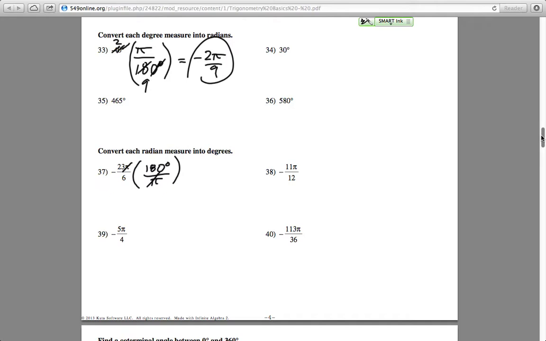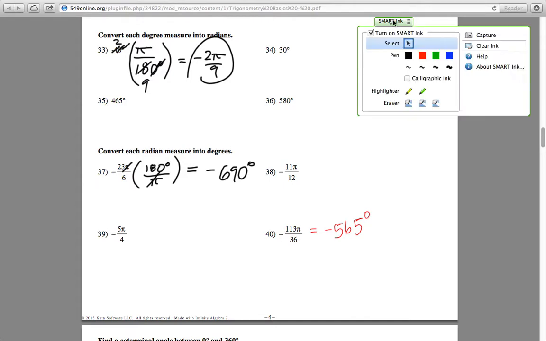So like negative 23 pi over 6, what would that be? Negative what? 690. And that's how you do those. Okay, any questions so far? No. Does this help? Yep. Negative 113 pi over 36, what did that end up being? Is it negative 565? Yeah. Okay. So this one was negative 565. And again, if you know pi is 180, you just go 113 times 180 divided by 36. It is negative, so it ended up being negative 565. Okay.